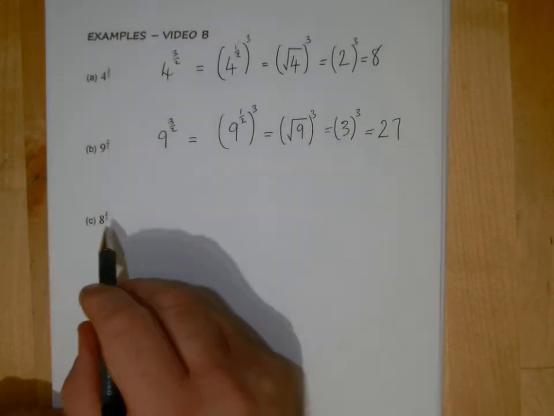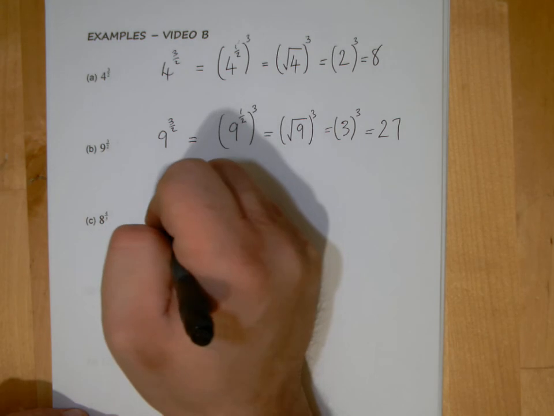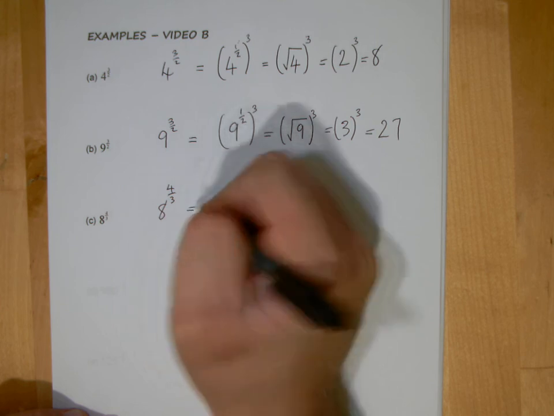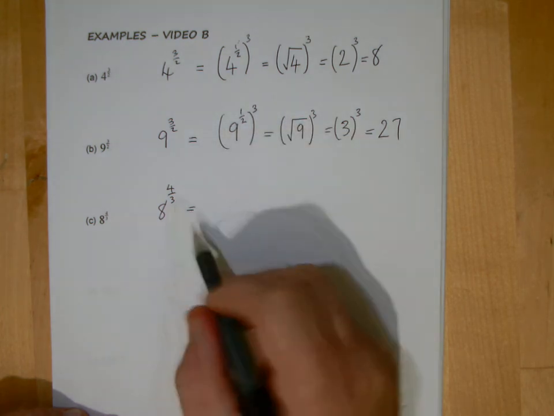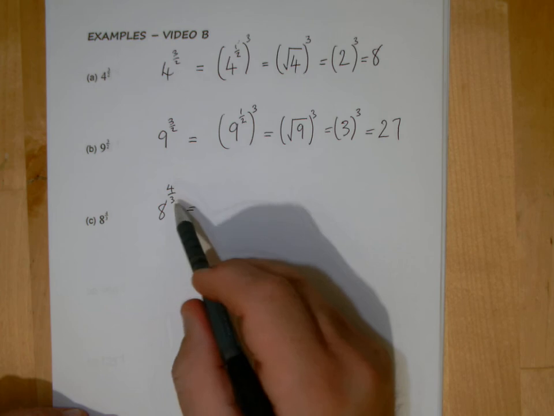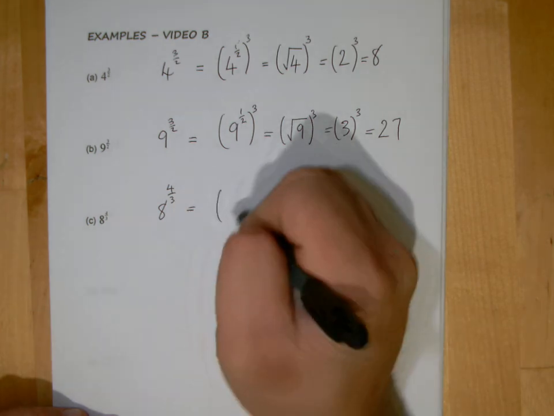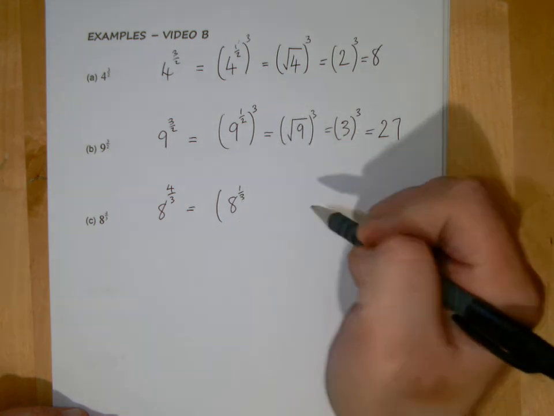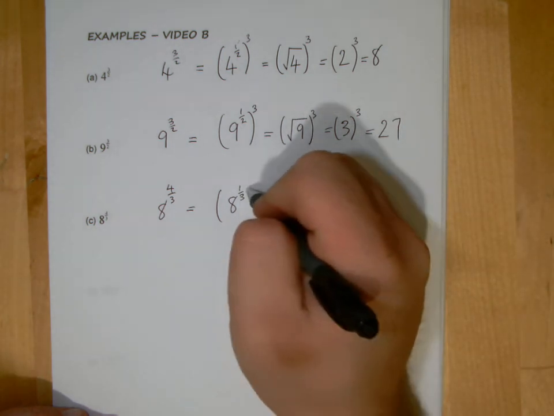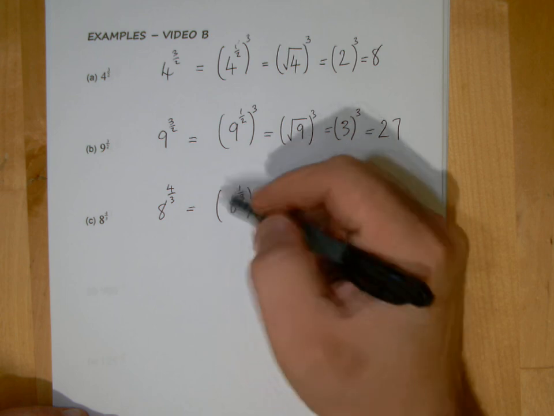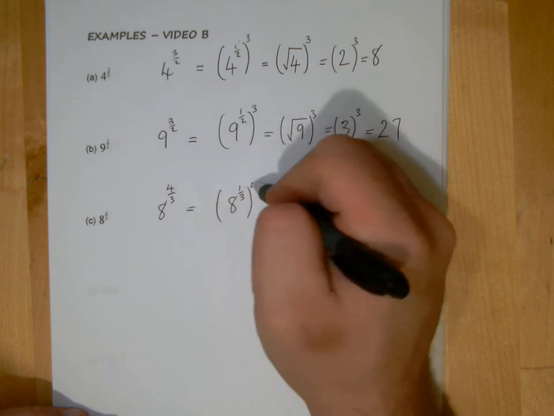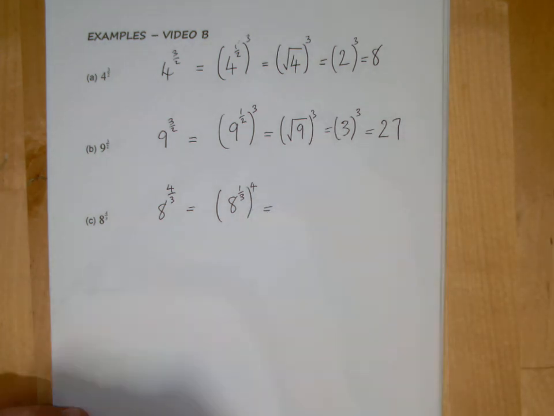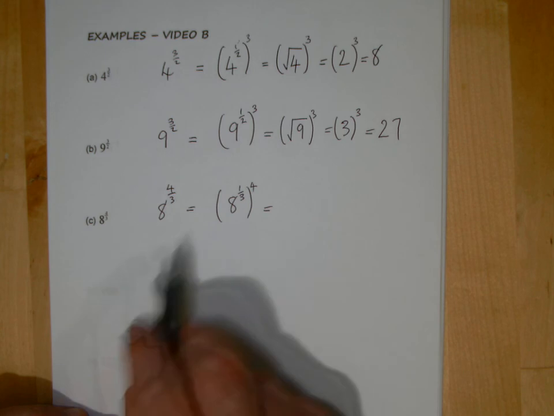Finally, let's look at this one. We've got 8 to the power 4/3. Again, this is not a unit fraction, because if it was a unit fraction, it would be 1/3. So what we'll do is change it into a unit fraction, 1/3 like that. But we put it in a bracket, and that 4 that was on top, we'll just take outside. Now, inside that bracket, let's think about what that means.